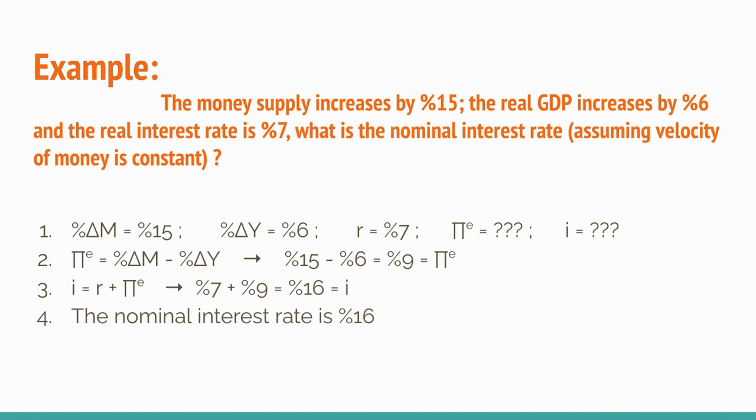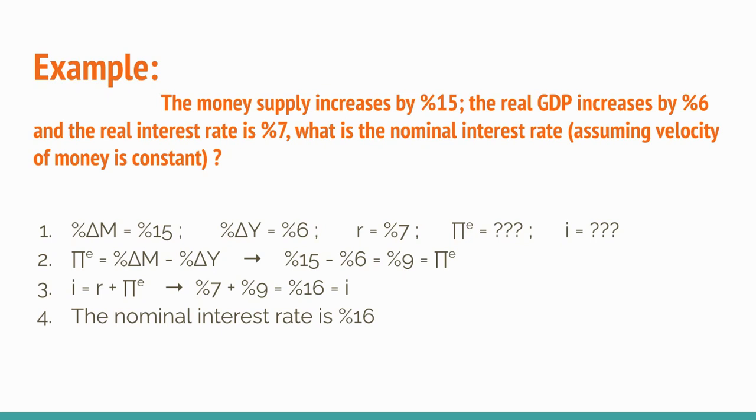So the first step to solving this problem, we want to write out all our variables and see what we need to solve. So the change in money supply, we have that, which is an increase of 15%. And the real GDP, we also have that it increases by 6%. We also have the real interest rate, which is 7%, and we want to find the expected inflation rate and the nominal interest rate.